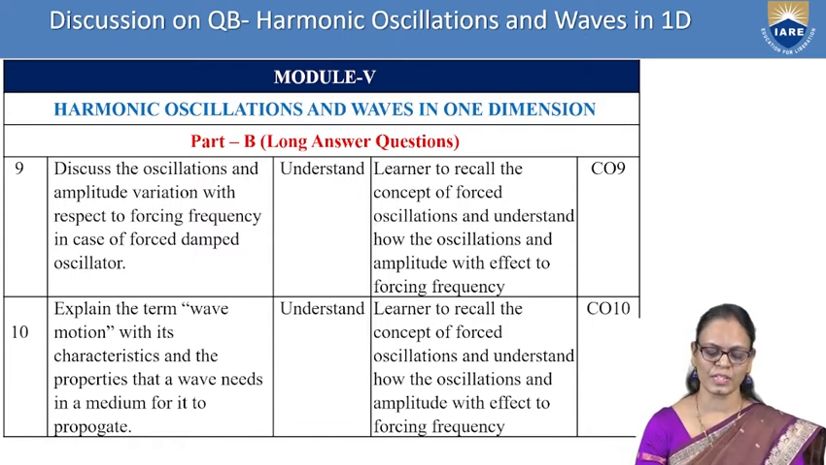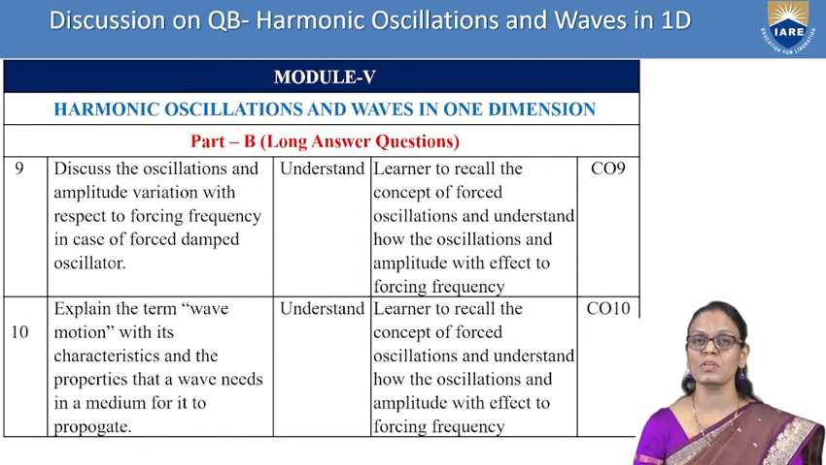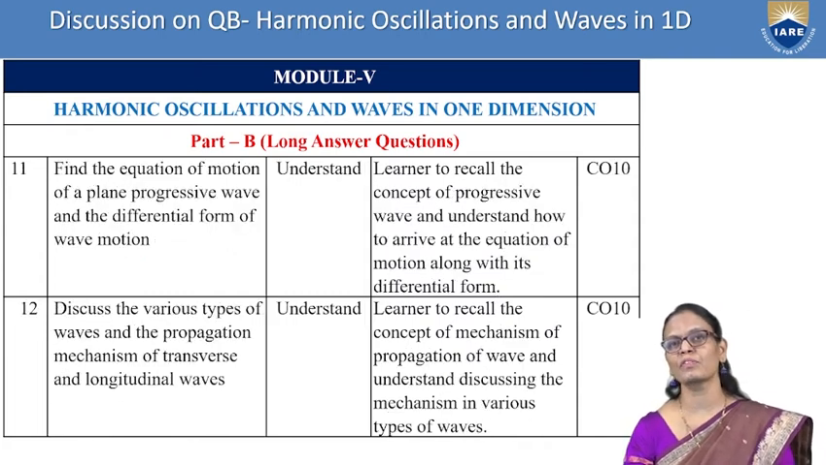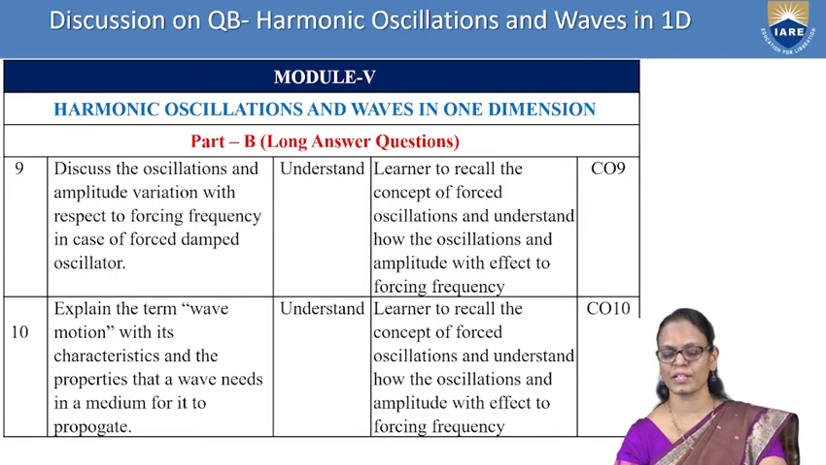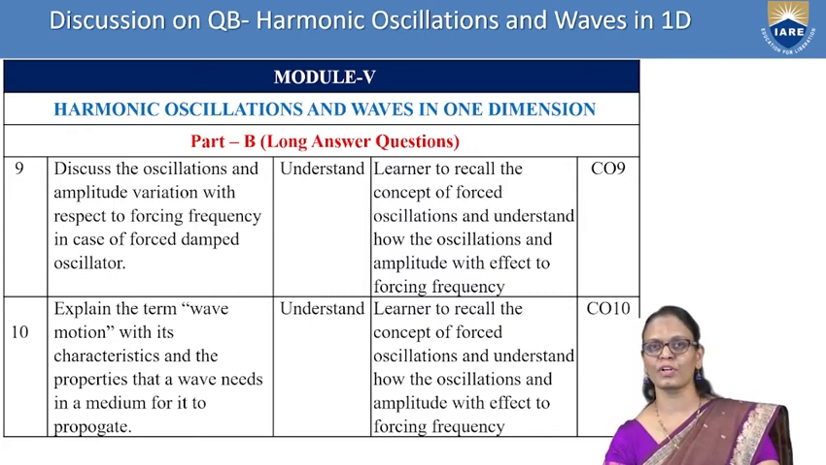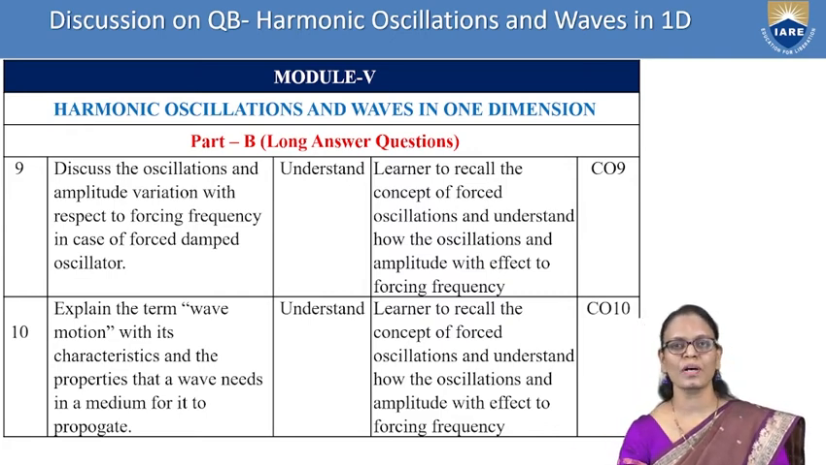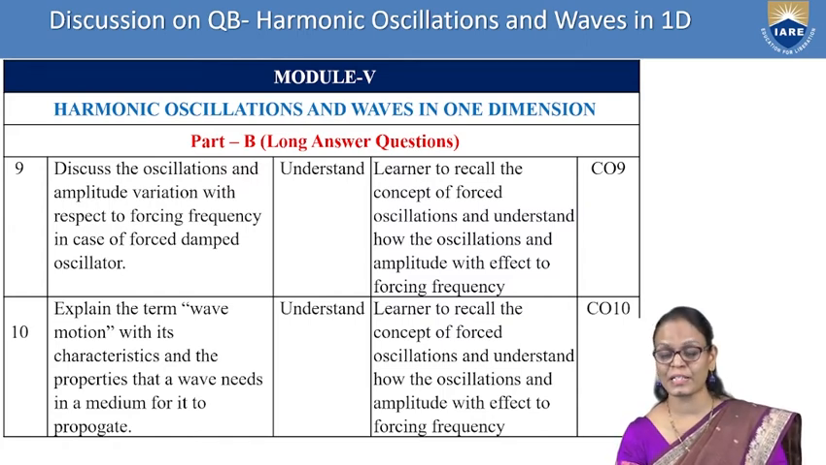Next, discuss the oscillations and amplitude variation with respect to forcing frequency in the case of a forced damped oscillator. So we have to only talk about forced oscillations. Derive the expression for forced oscillation. Whatever we have seen for damping, now you will also have the force. You will equate it to F naught sine pt and then derive the expression.